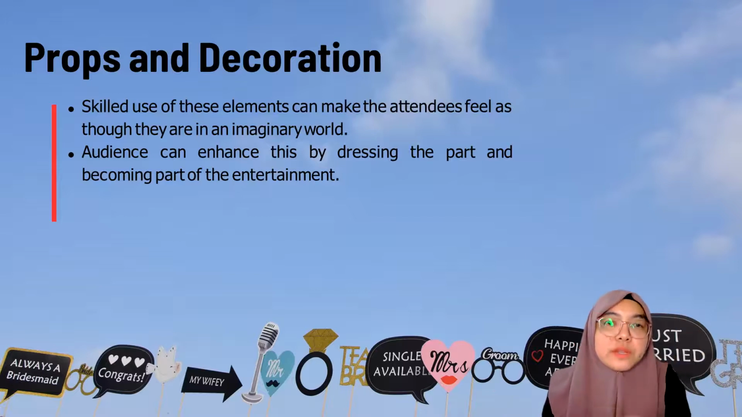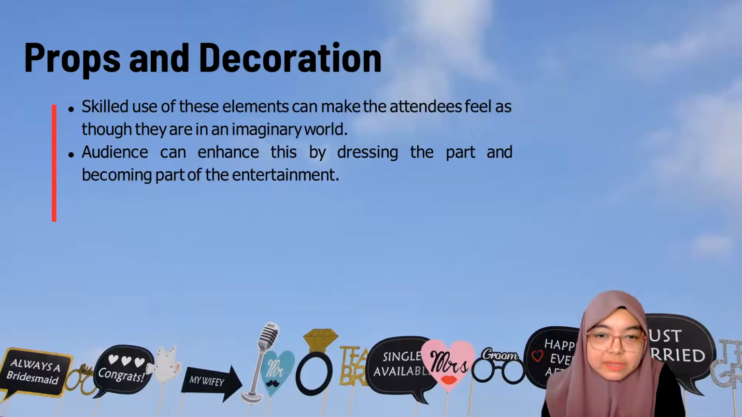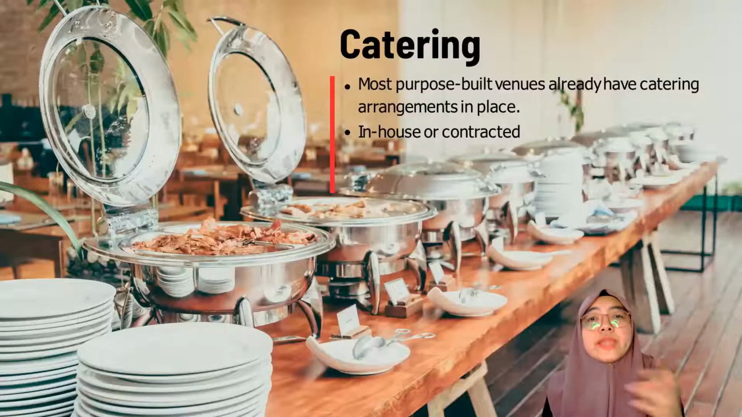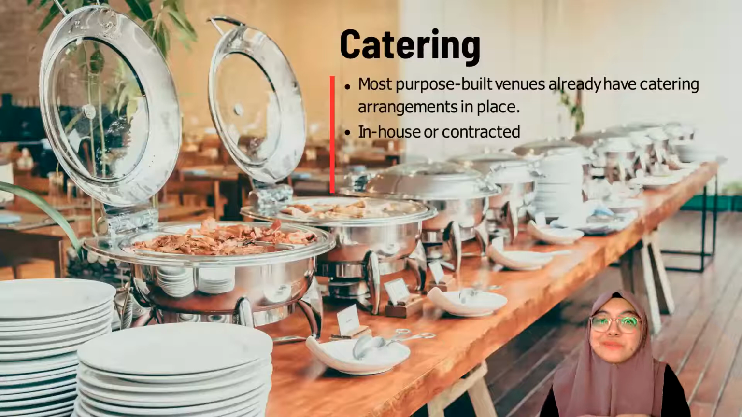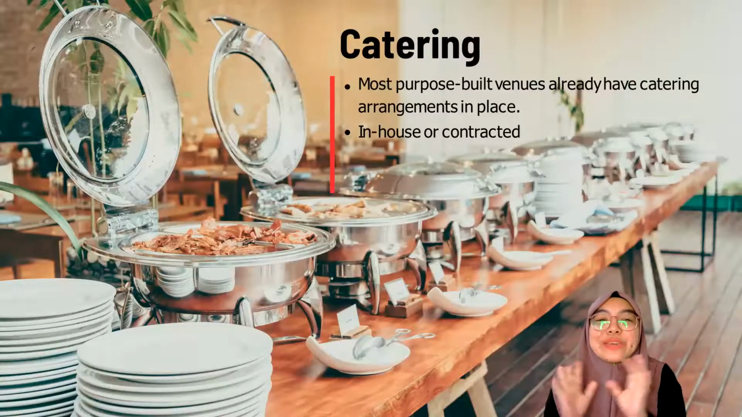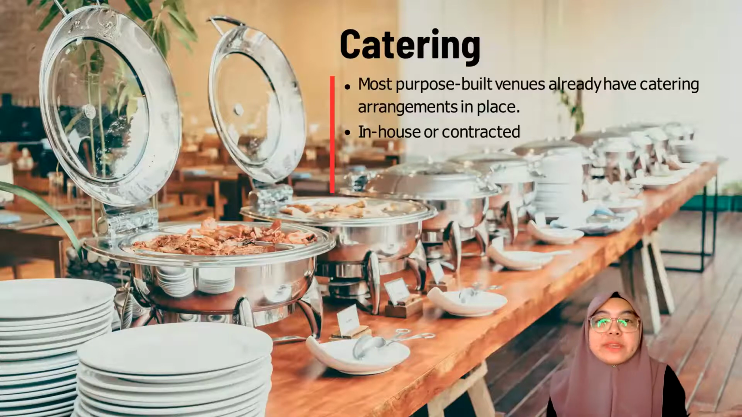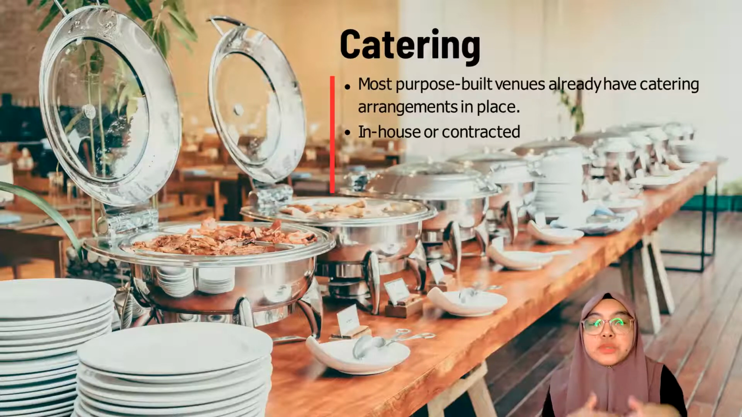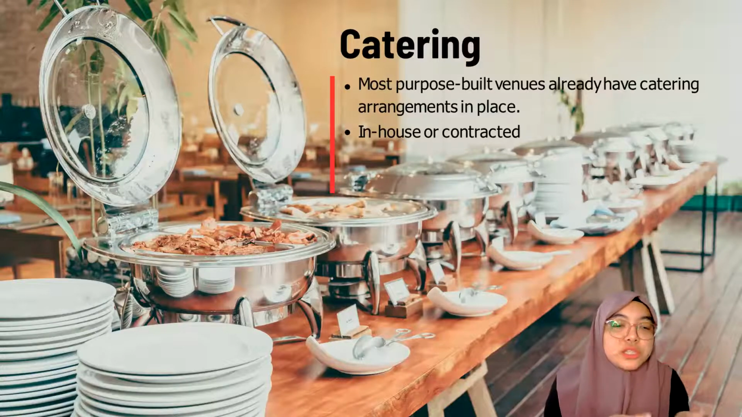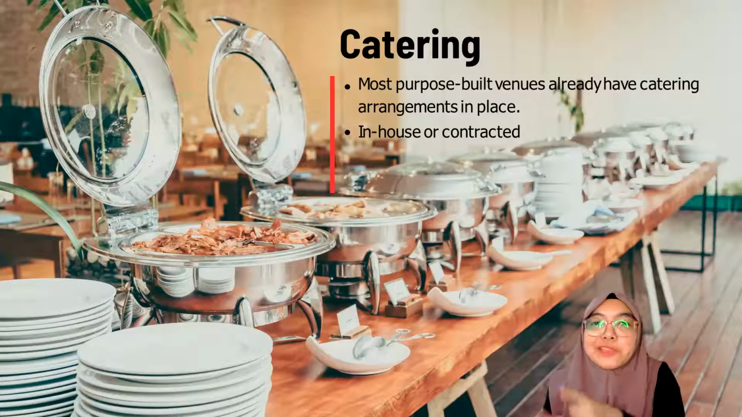Okay, so that is one of the examples. It is also applicable to events. So next, catering, the most favorite thing. Most purpose-built venues already have catering arrangements in place. Normally, if you have a ballroom, it will come as a package with a caterer. So you only need to choose what kind of menu you want.